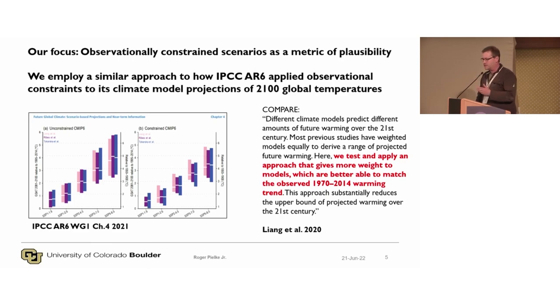So here's an analogy. We're doing something very similar to what Working Group 1 has done with physical climate models. They have looked at constrained model output based on how well it replicates temperature changes in the past. Those that can't replicate past temperature changes, it sets aside when it has done its projections for the future. We're doing something very similar.